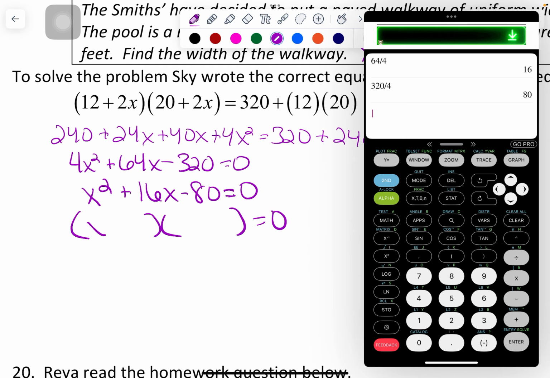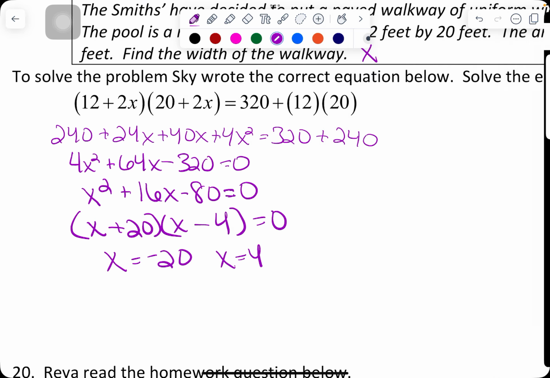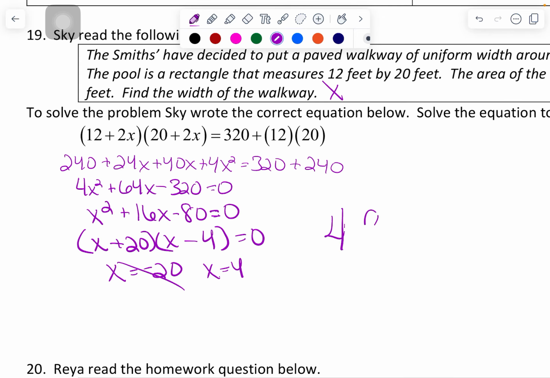So what multiplies to a negative 80 and adds up to 16? 20 and 4, so positive 20, negative 4. x is equal to negative 20 or x is equal to 4. Negative 20 makes absolutely no sense for a measurement. So this was in feet, so the answer is 4 feet.